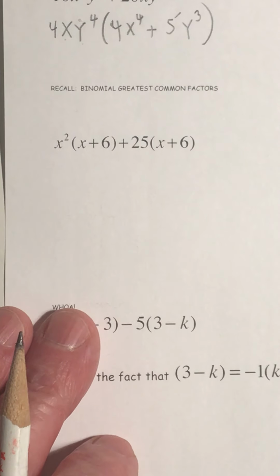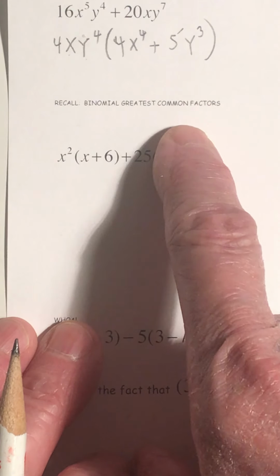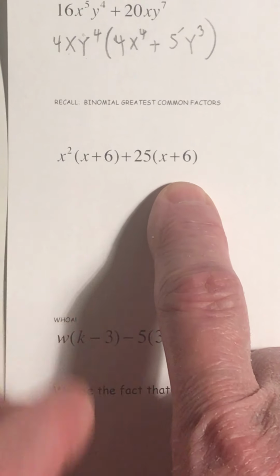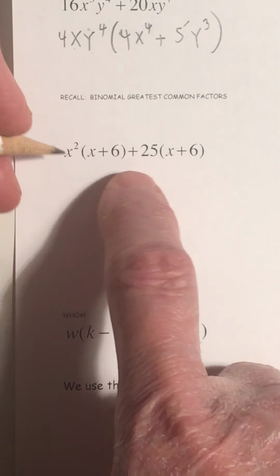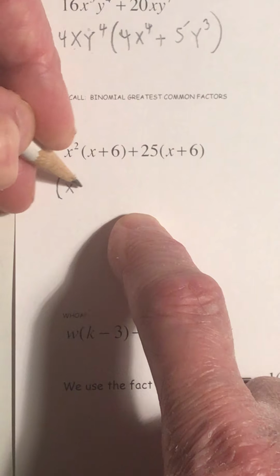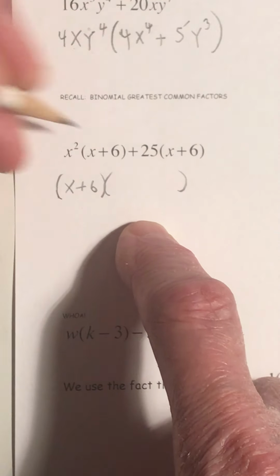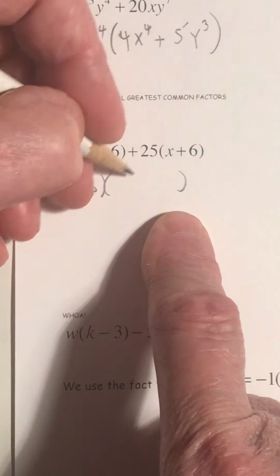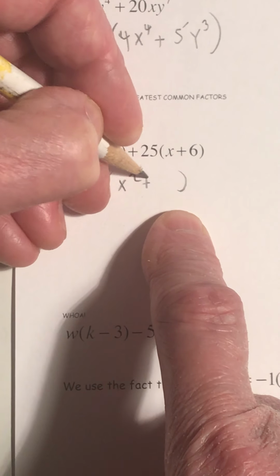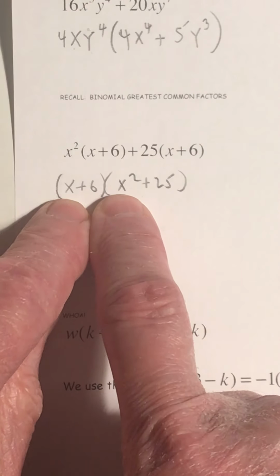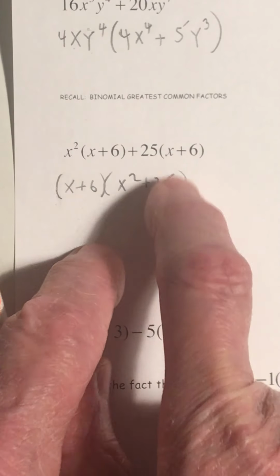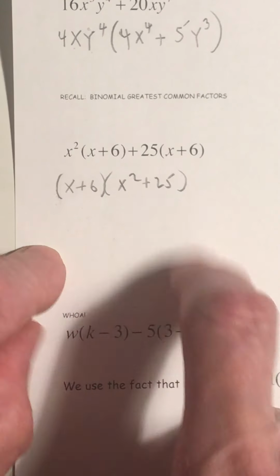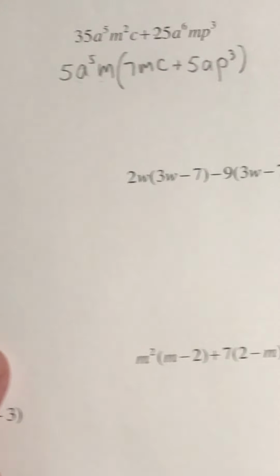And we saw some of these yesterday. Binomial greatest common factors. The binomial greatest common factor, this first example, is the expression x plus 6. So it's x plus 6 times that plus x plus 6 times that. So as I rewrite this, I just write x plus 6 times what goes in these parentheses, the x squared plus 25. If you multiplied that out, you would get that first term plus multiply that out, you get that second term. Strange looking, but you're going to see how we use it very soon.